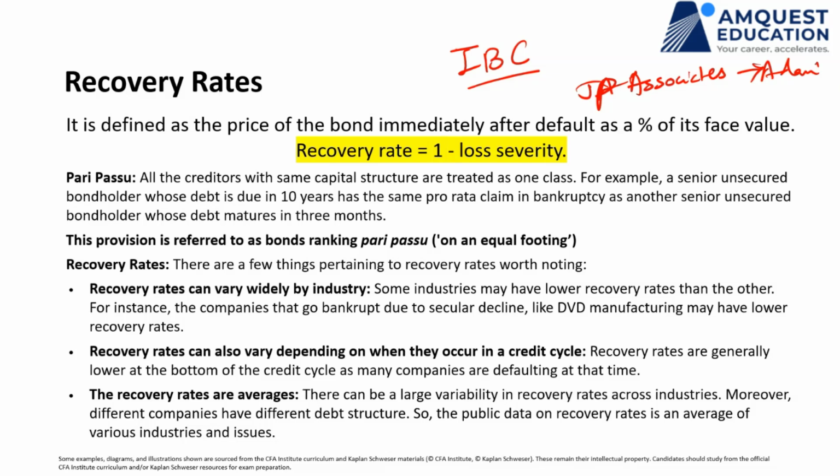The recovery rates are averages, which means there can be a large variability in recovery rates across industries. Moreover, different companies have different debt structures. So the public data on recovery rates is an average of various industries and issues. You don't get industry specific data points sometimes. You generally get data points which are more generic in nature than being industry specific. So there's a possibility that you may not get industry specific data points.